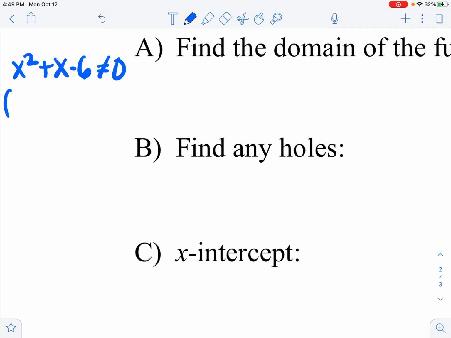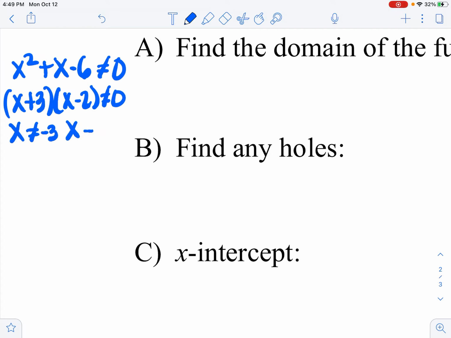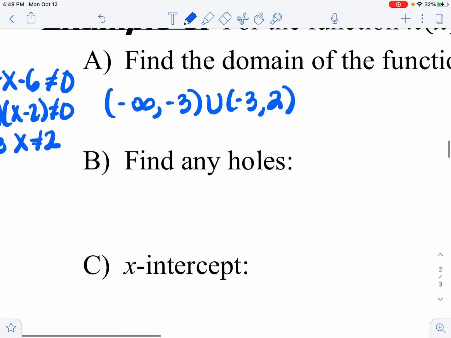Can't be 0. I'm going to factor this. X plus 3 times x minus 2 can't be 0. So x can't be -3. X can't be +2. And now I'm going to write that in interval notation. And once again, if you want to do a sketch of it, that's fine.